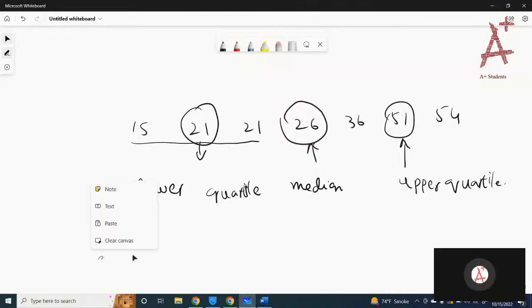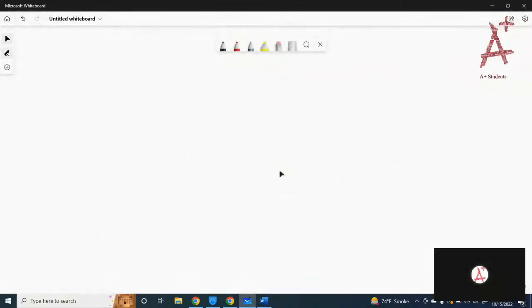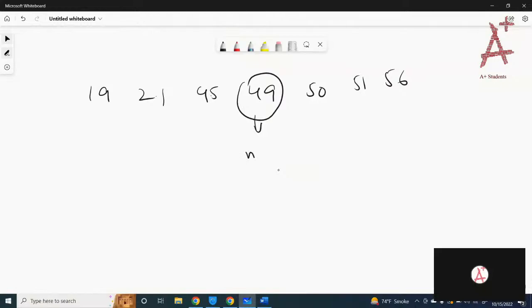Okay, the next one is: in the given data set below, what is the upper quartile? You have to find the upper quartile: 19, 21, 45, 49, 50, 51, and 56. 1, 2, 3, 4, exactly 7. That means the fourth one is the median. Got it? You have to find, I think, the lower quartile. Sorry, upper quartile. So this is the upper half, and in the upper half you have 51. This is the upper quartile. Got it?